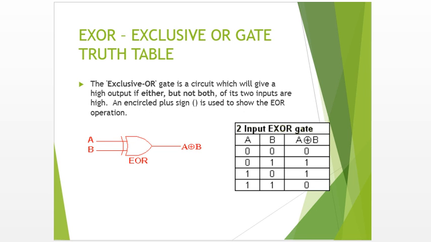EXOR stands for exclusive OR gate truth table. This one is the diagram. The exclusive OR gate is a circuit which will give a high output if either, but not both, of its two inputs are high. An encircled plus sign is used to show the EOR operation.